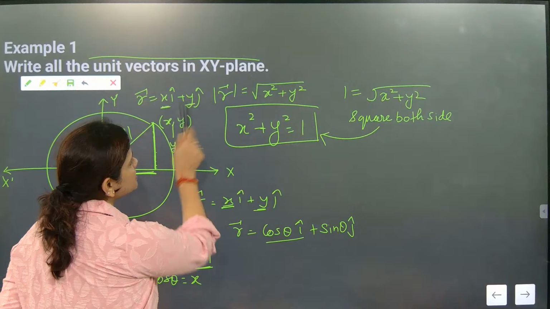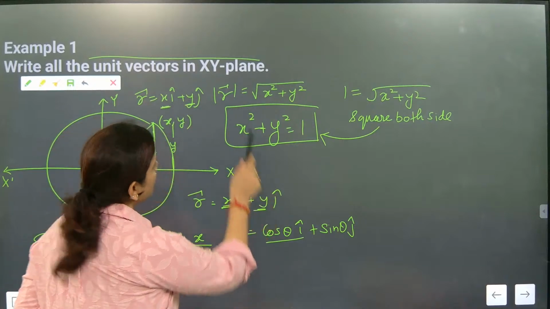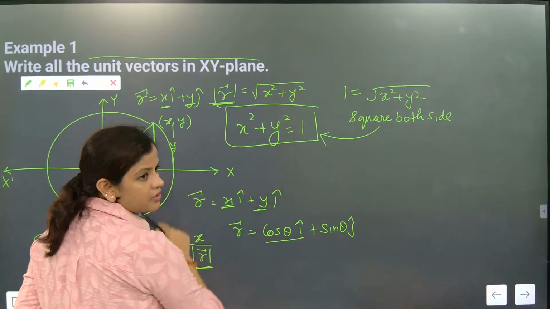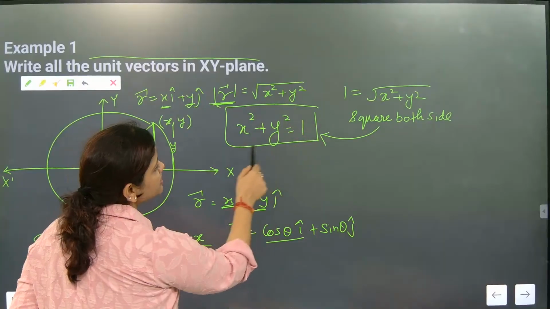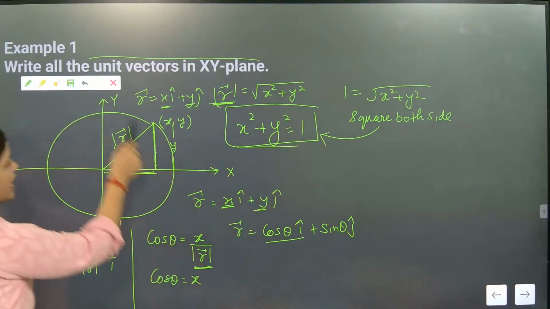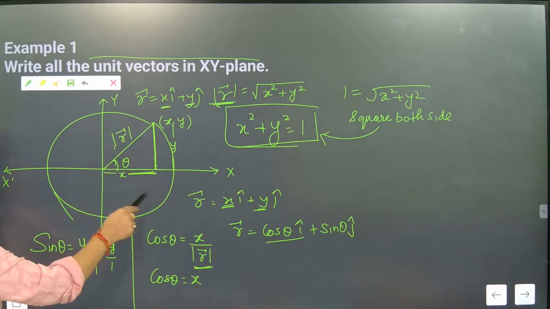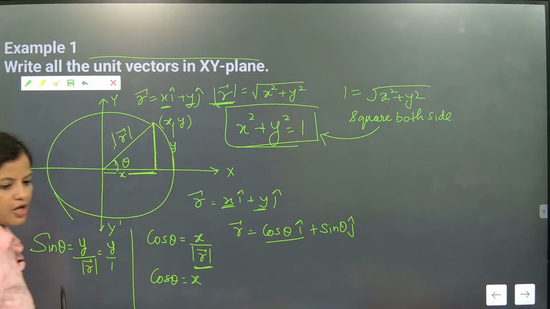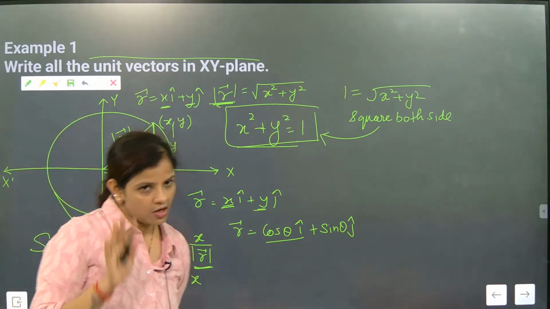x square plus y square root, but the magnitude value is 1. And this squaring means it will come as a circle. So only I have drawn this one. Got it? So you can rotate in any one of the quadrants.